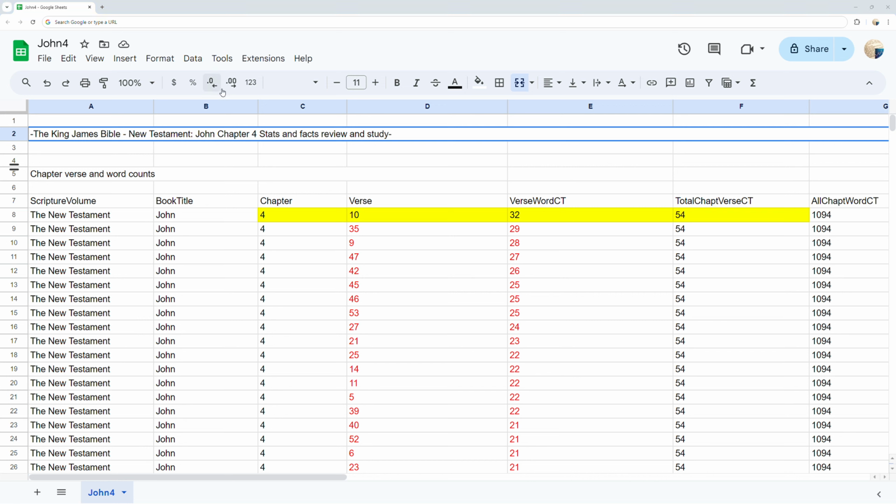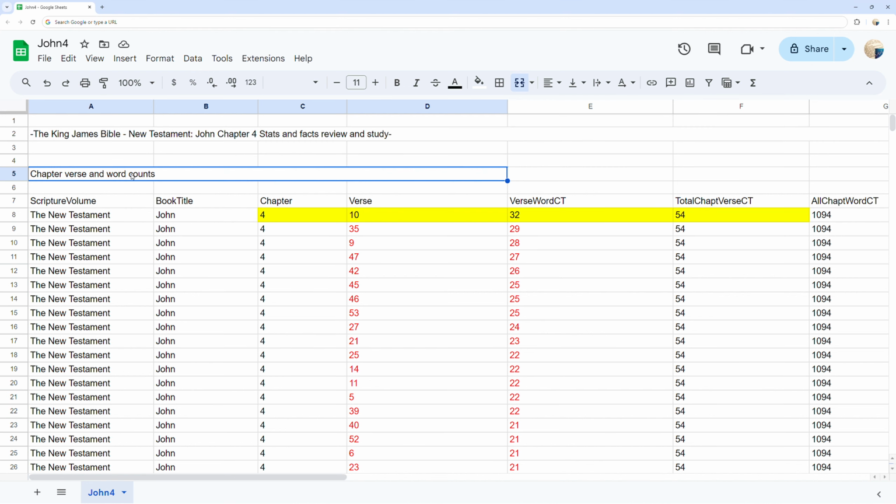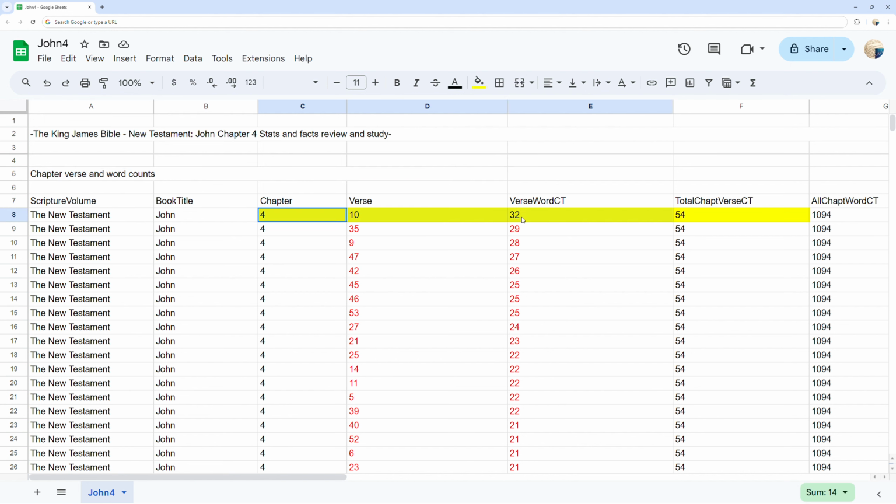The King James Bible, New Testament, John chapter 4 Stats and Facts Review and Study. Chapter, verse, and word counts. John chapter 4 verse 10 has the most words at 32 words.